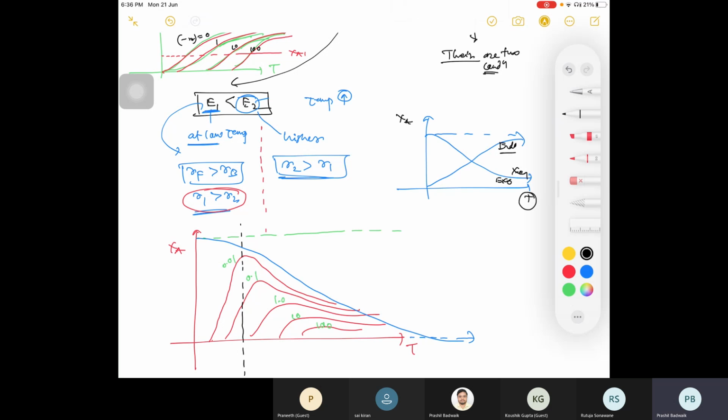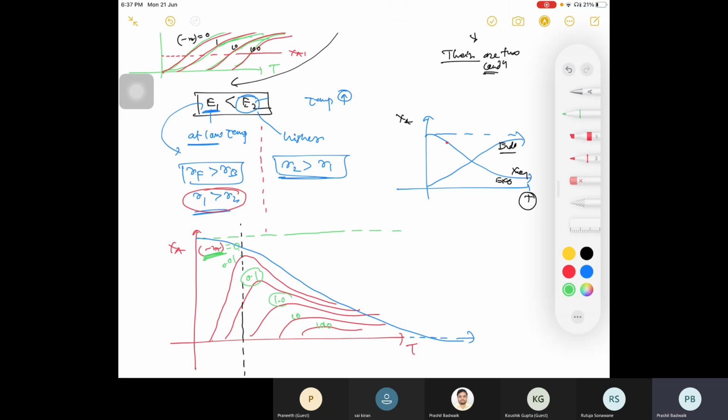Okay, what was the condition on this curve? What is your minus RA there? Net minus RA, for the equilibrium case, it was 0, right? Because your consumption is equal to your production. That is, the rate of forward reaction is equal to the rate of backward reaction. It means your net minus RA is equal to 0. So this is your curve for minus RA equals 0, right? It was 0 and it is C.